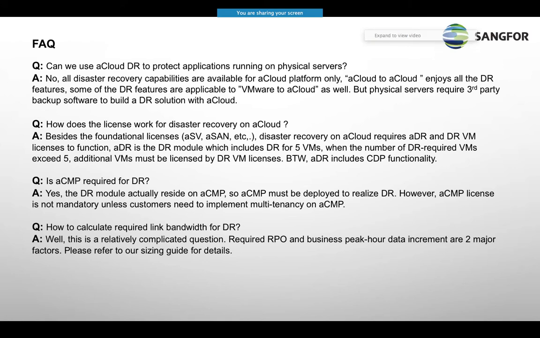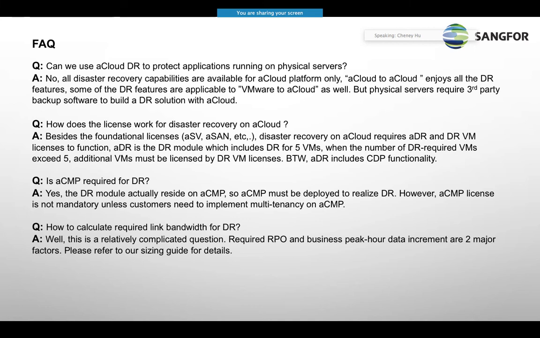So if customers need multi-tenancy, the self-service portal, or if they need to build a cloud based on our aCloud platform, then the ACMP license is needed. Otherwise, if they just need to run the disaster recovery solution, or manage multiple sites with ACMP, then there's no need for a license. It's free of charge.